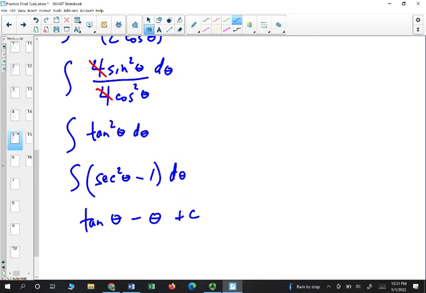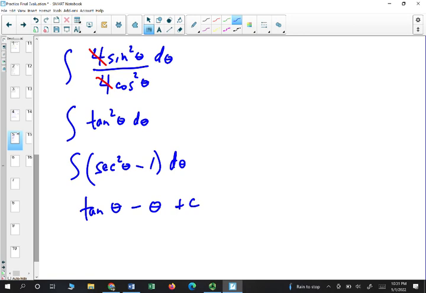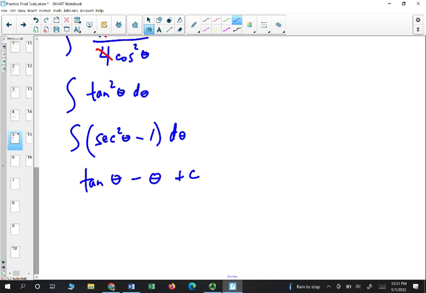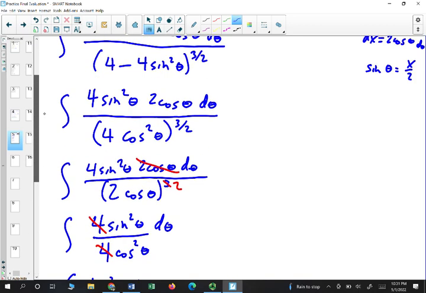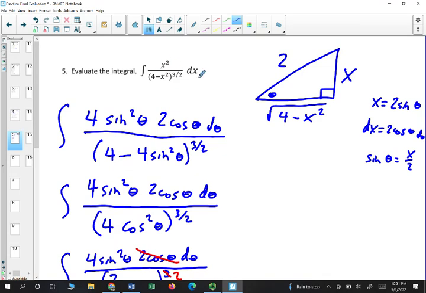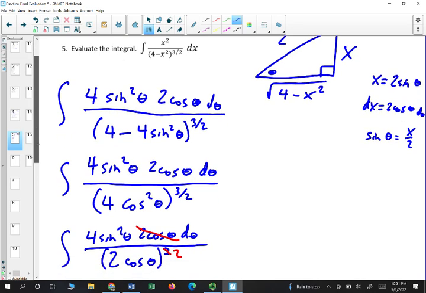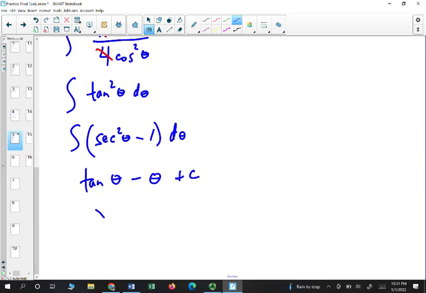And so now going back to our triangle, we can identify what our function is in terms of our original variable. So always want to go back to the original variable that was presented. So we were in terms of x. So we had a tangent theta, which will be opposite over adjacent. So x over square root of 4 minus x squared, minus theta.